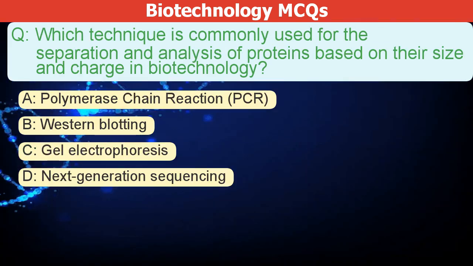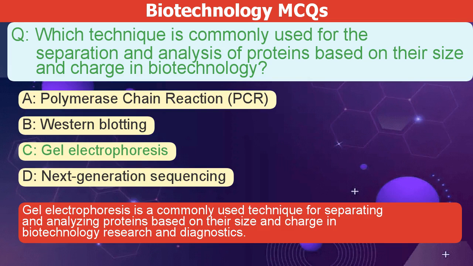Which technique is commonly used for the separation and analysis of proteins based on their size and charge in biotechnology? A. Polymerase chain reaction, PCR. B. Western blotting. C. Gel electrophoresis. D. Next generation sequencing. The correct answer is C.